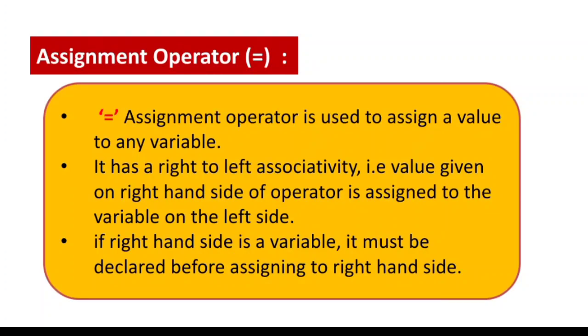Assignment operators are used to assign a value to a variable. It has right to left associativity, which means the right side value is stored in the left side variable. And remember the third point: when we store a variable in another variable, the variable must be declared, which is defined on the right hand side. Come to the next slide and you will see how this assignment operator is used.